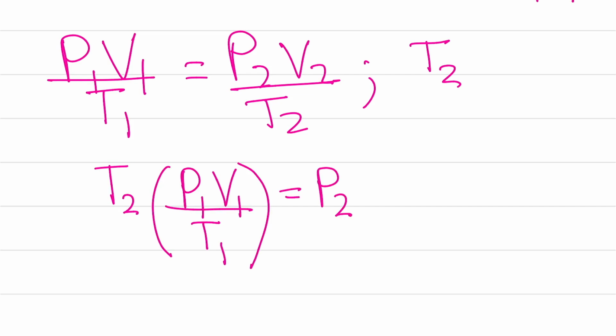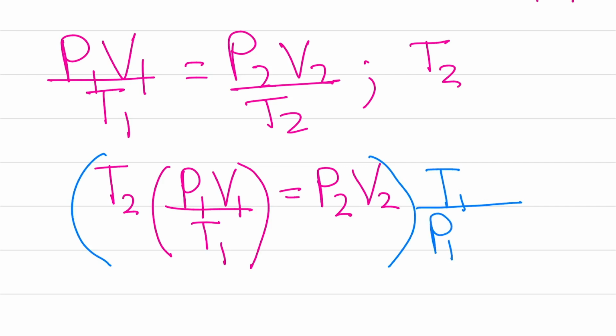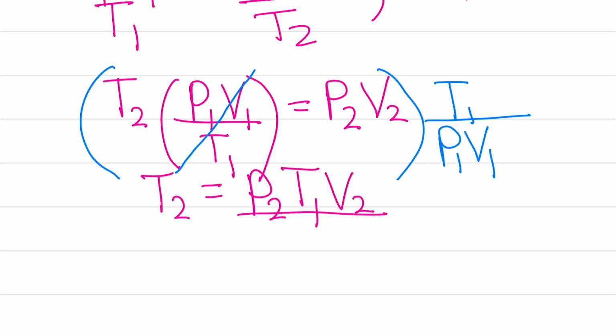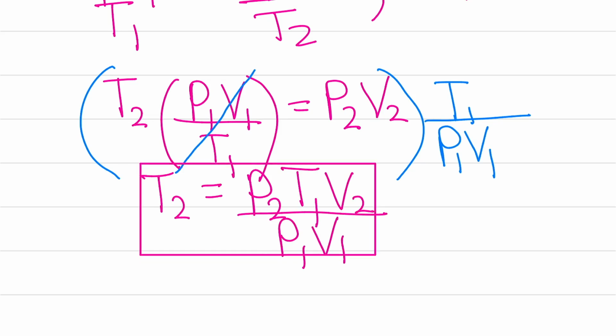Now, all we have to do to get T2 by itself is get rid of this guy. And anytime that you want to get rid of a fraction, you just multiply both sides by its reciprocal. So what we're going to do is flip this and do T1, P1, V1. And we are going to multiply both sides by it. Now, when you multiply a fraction by its reciprocal, it's going to cancel out. So our final answer for this is going to be T2 equals, let's write this in alphabetical order, P2 T1 V2 over P1 V1. And that is it.